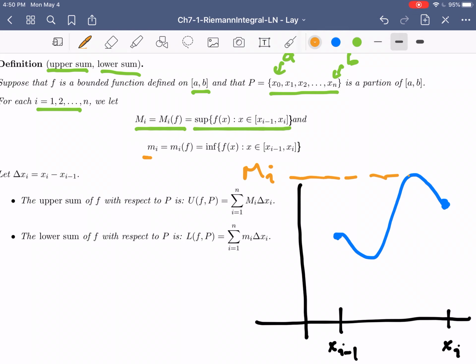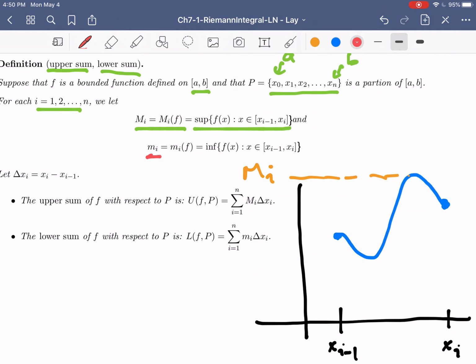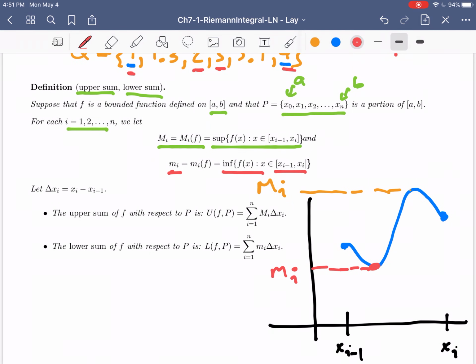And we also define this little m sub i. And for that little m sub i, that is the infimum on that same interval, right? And so for here, it is out of all of the function values, what is the greatest lower bound? If it achieves that greatest lower bound, it is that value itself, right? And so that would be the m sub i. Now those are not the upper and lower sums, but those are important for identifying the upper and lower sums.